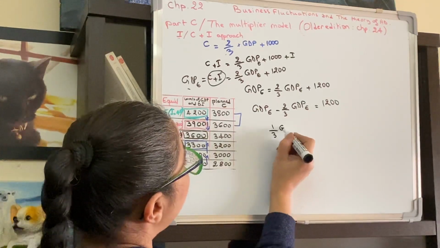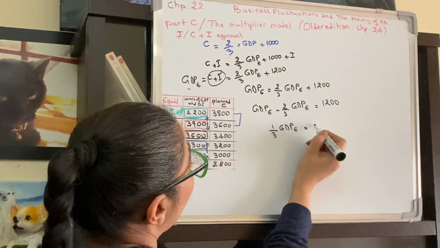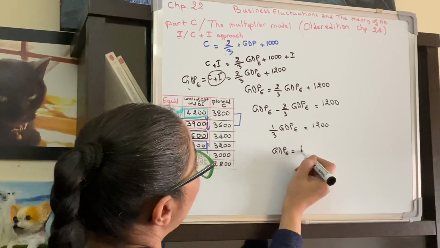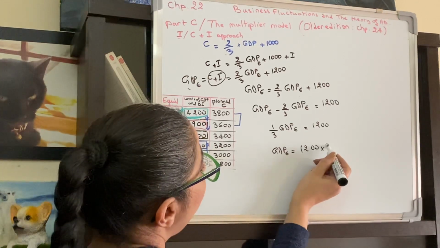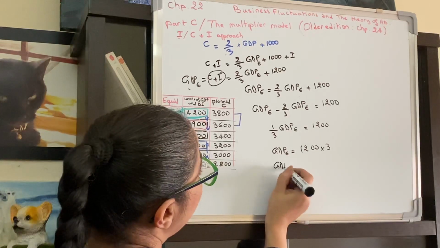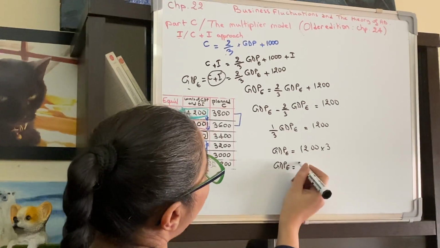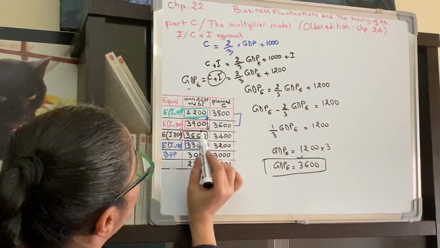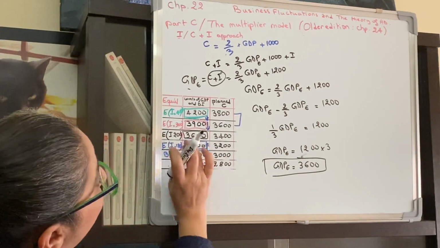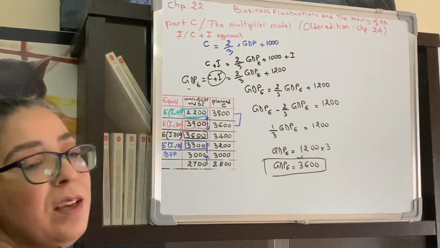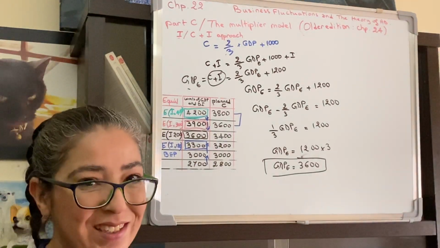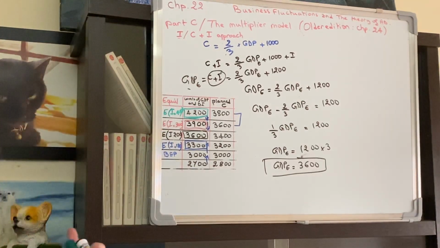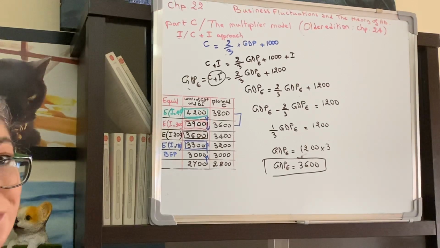So 1 over 3 GDP at E is equal to 1,200. So GDP at E is equal to 1,200 times 3. So GDP at E is equal to 3,600. Oops. And you see that it's the same equilibrium here. 3,600. Okay? Now take a screenshot because I need to move to the S and I approach.